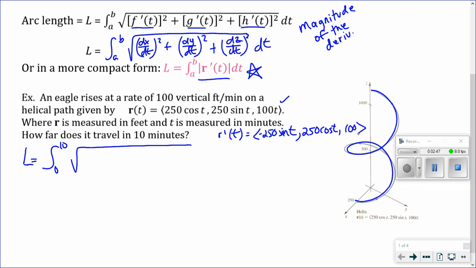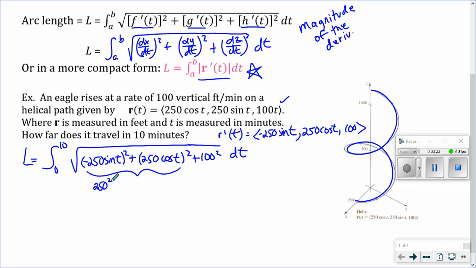Okay, all right, so we're going to square each of these items. So I have negative 250 sine t squared plus 250 cosine t squared plus 100 squared, dt. Okay, so I want you to notice something about this part. Whenever you get some nasty business like this, notice that it's going to clean up nicely usually. So if I work this out, I'll just put 250 squared, because the negative would go away. Then I have sine squared. Then I have 250 squared again, and cosine squared right here. So I can take out a 250 squared, and inside here I would have sine squared plus cosine squared. Well, sine squared plus cosine squared is 1, so that's pretty nice.